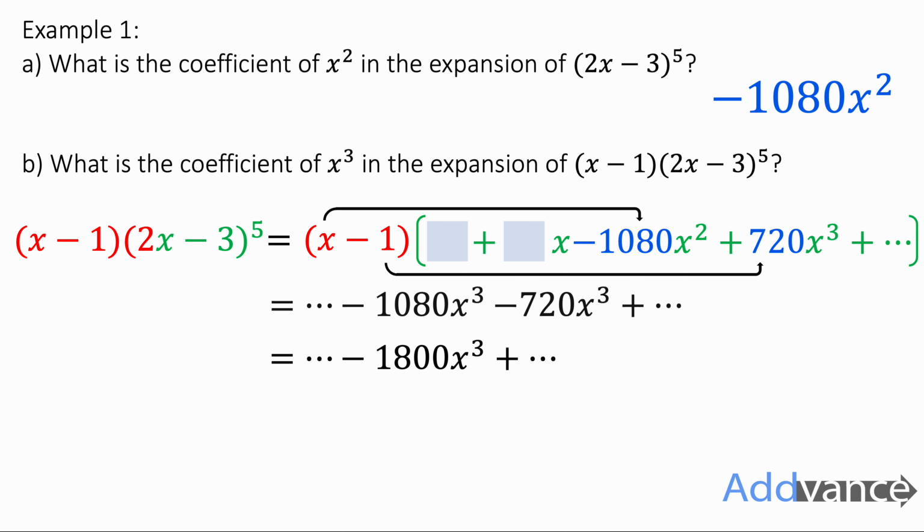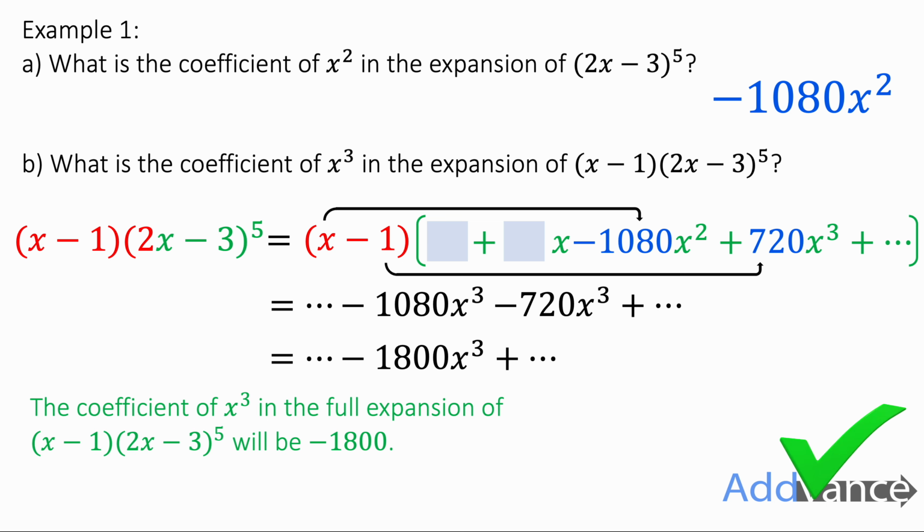Simplifying this, we will get the combined term is minus 1800x cubed, etc. So therefore, the coefficient of x cubed in the full expansion of (x - 1)(2x - 3)^5 will be minus 1800. And we've solved example 1.